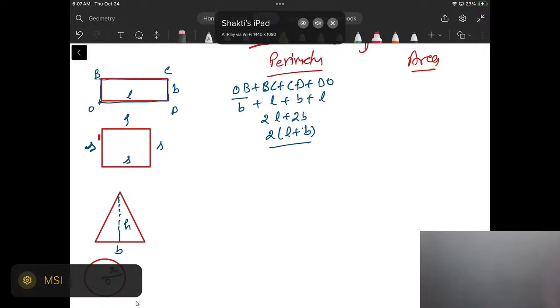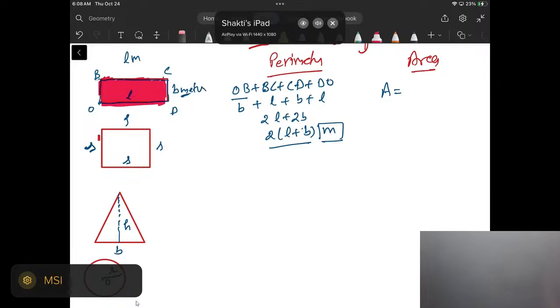Same thing, we are now trying to compute the area. So area means how much region is inside, in this shaded region. So how will we compute this area? We'll write area is equal to, and one more thing I want to address here, the unit of perimeter will be in meters. Whatever my length is, it will be in meters, breadth will be in meters.